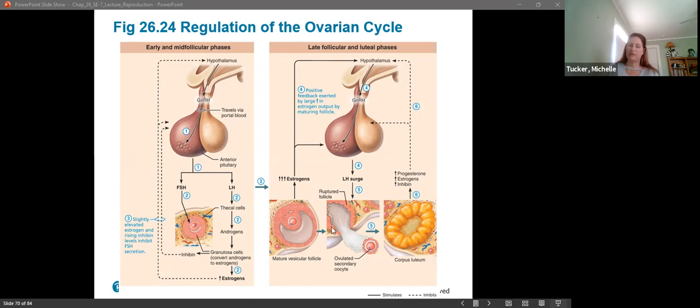The rupturing of the follicle damages these granulosa cells. Estrogen levels are going to decline, but the LH then tells the granulosa cells to reform as a corpus luteum. Once the corpus luteum is formed, it's an endocrine structure. It's going to produce high levels of progesterone, as well as start to increase estrogens and something called inhibin, so that we're not maturing more follicles.